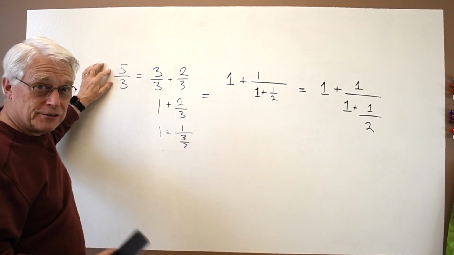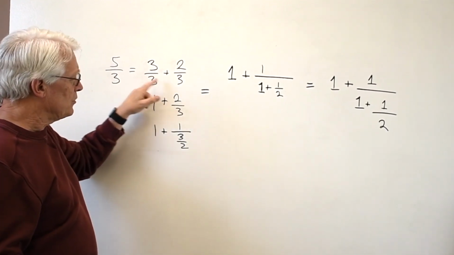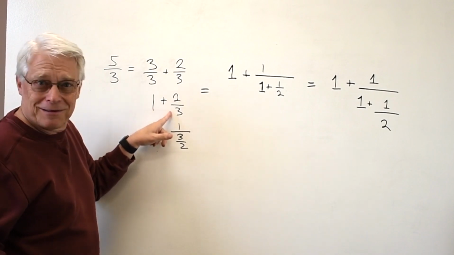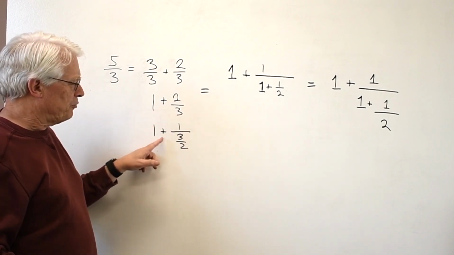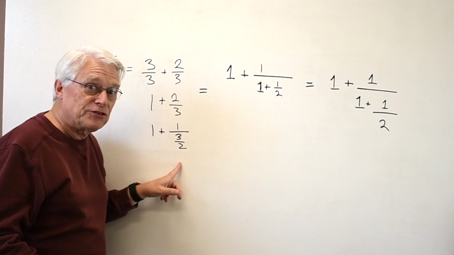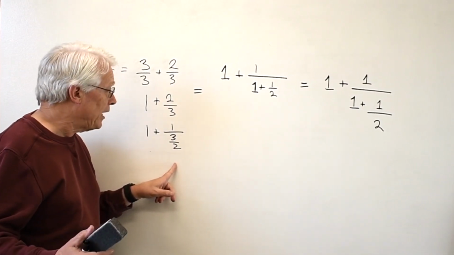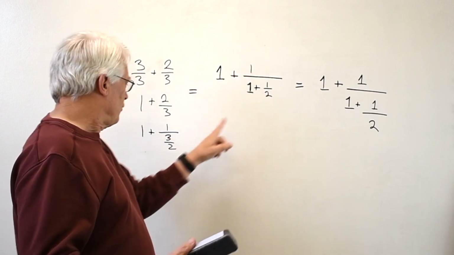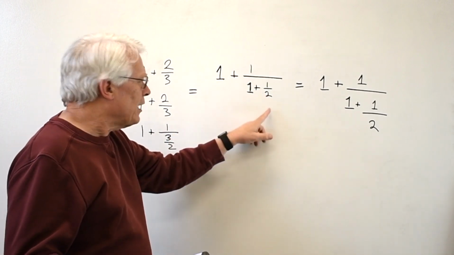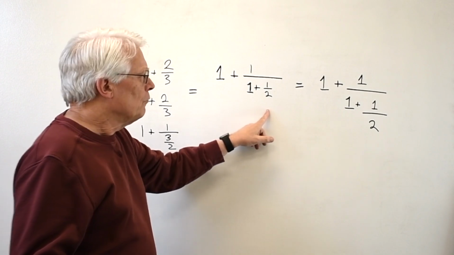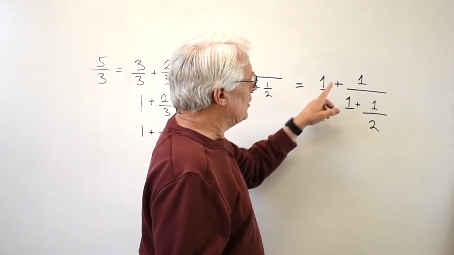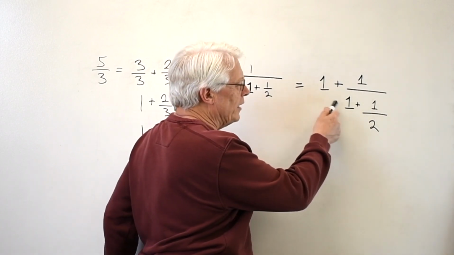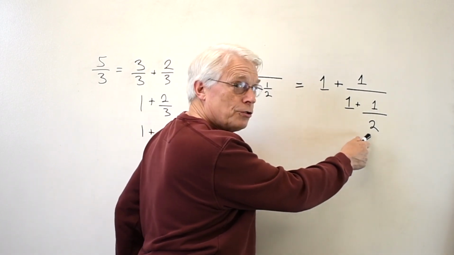And 5/3 is really just 3/3 plus 2/3. And that's really just 1 plus 2/3. And that's really just 1 plus 1 over 3/2. You get that, right? Well, that's just 1 plus 1 over 1 plus 1/2, which is just 1 plus 1 over 1 plus 1 over 2. Oh, looky. 1, 1, 2.